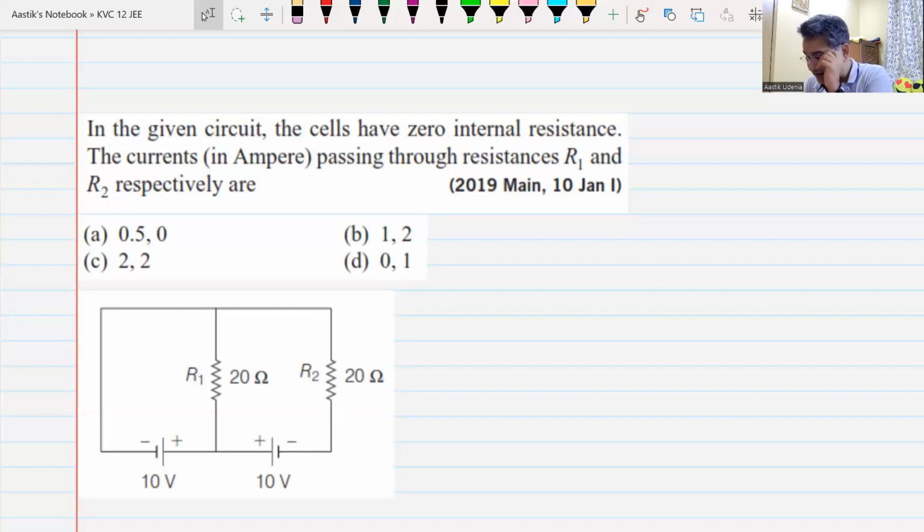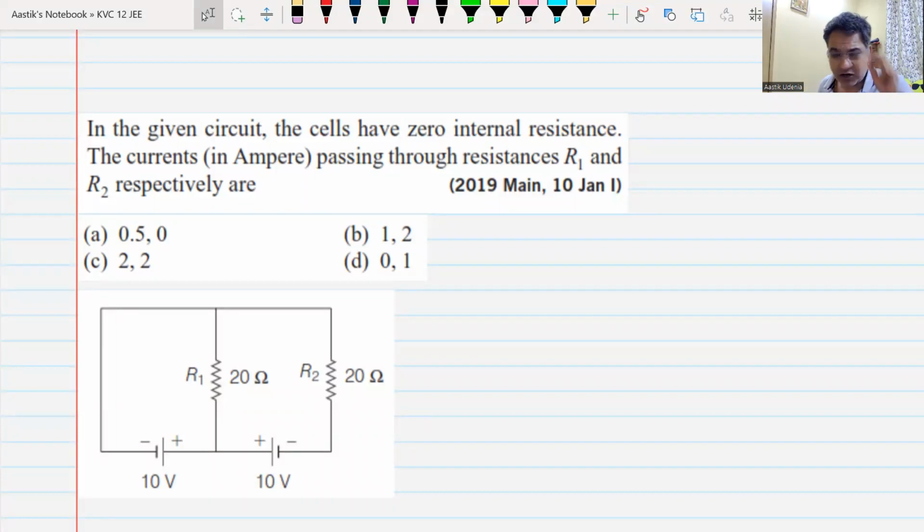In the given circuit, the cells have zero internal resistance. What is the current in ampere passing through R1 and R2? R1 and R2. You have 2 minutes to show me your talents, else I'll show mine. And if a teacher has to show his talents, that is not a good sign.